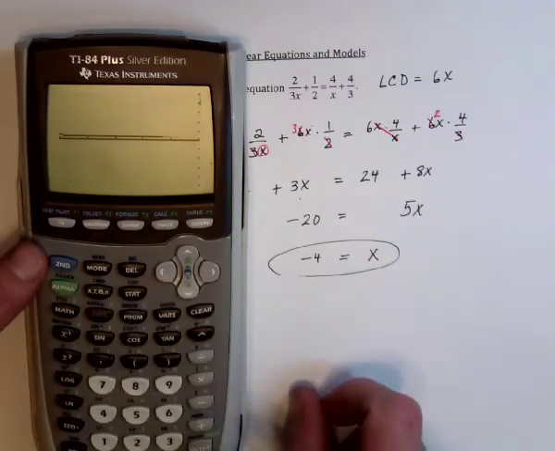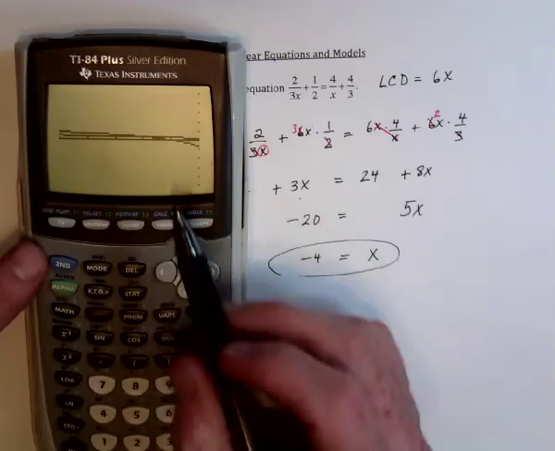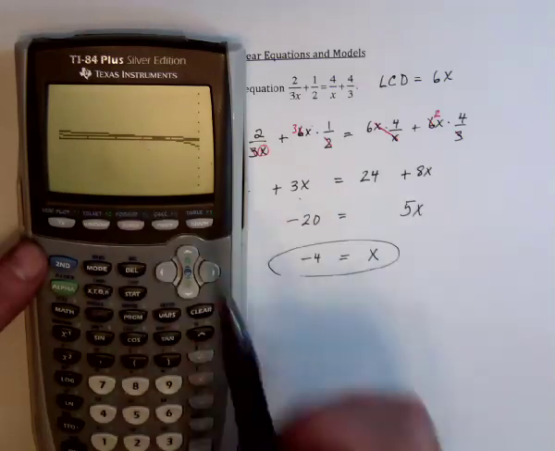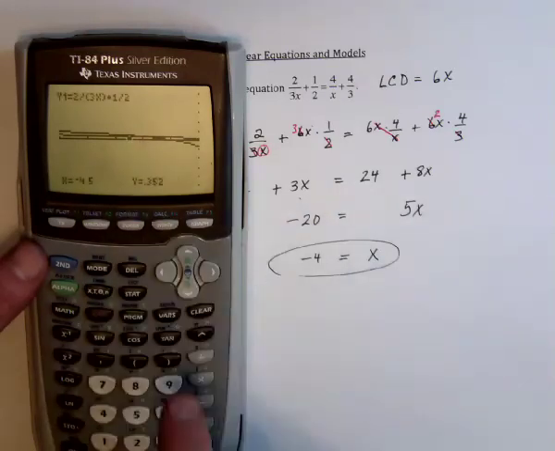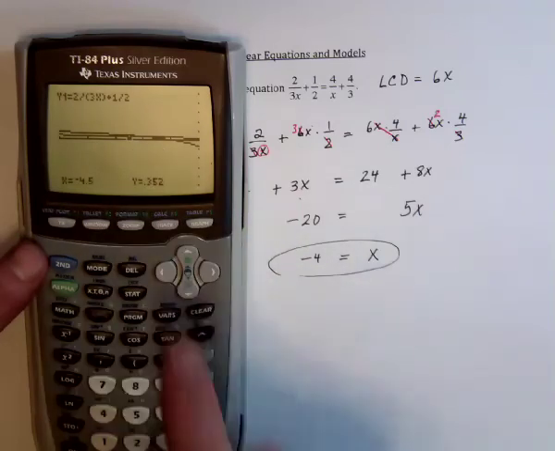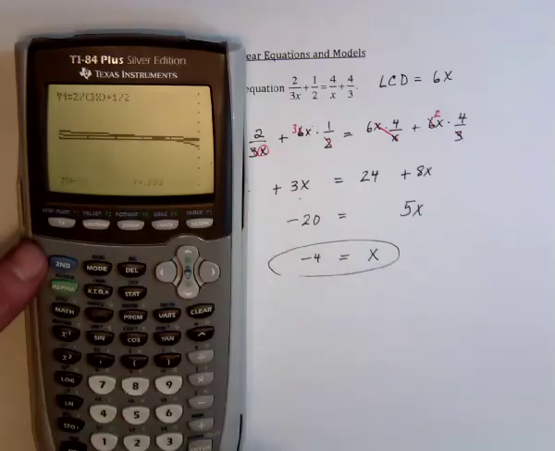There goes the first function, and in comes the second function, and it looks like they're intersecting right there. So I can trace and check. Right there is where they're intersecting. Is that negative 4? Yes, looks to be right.